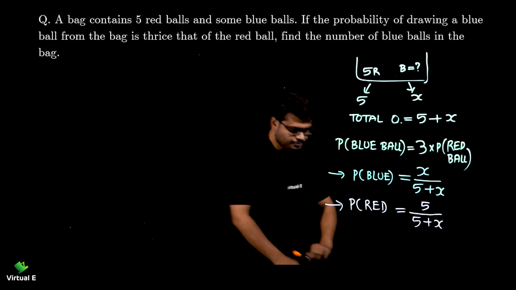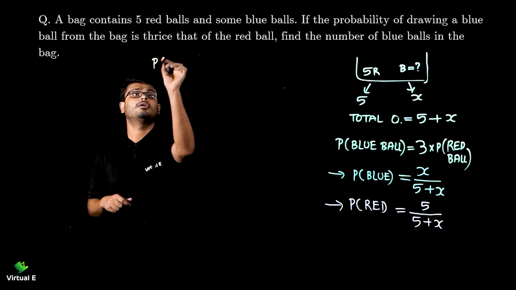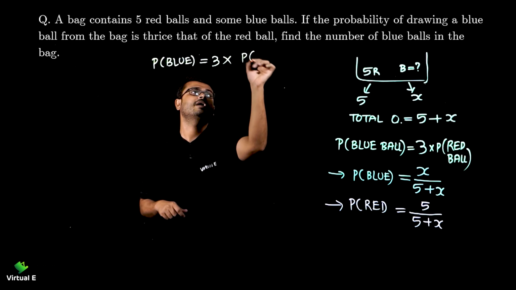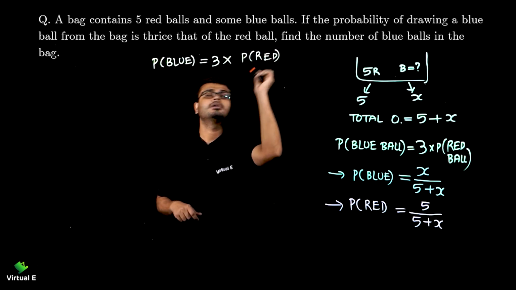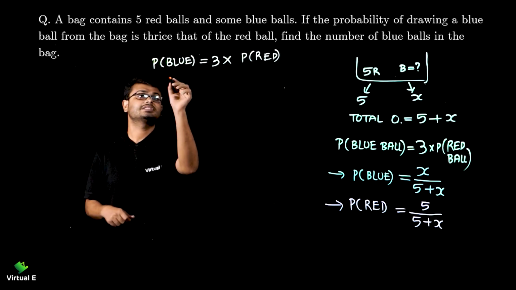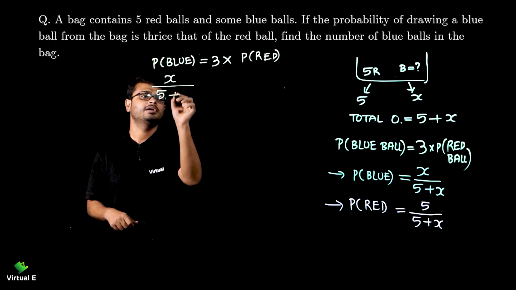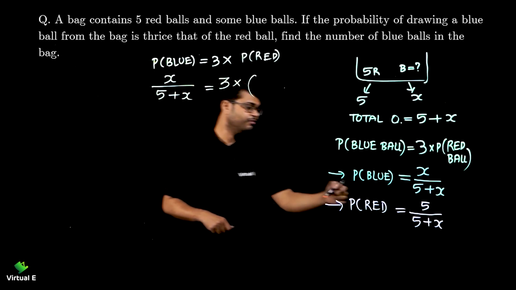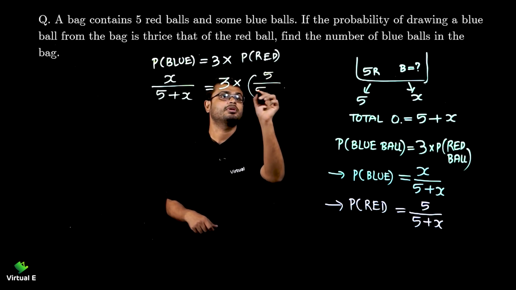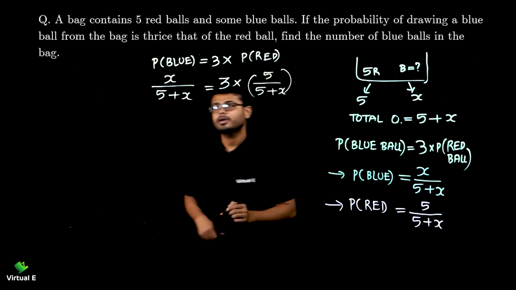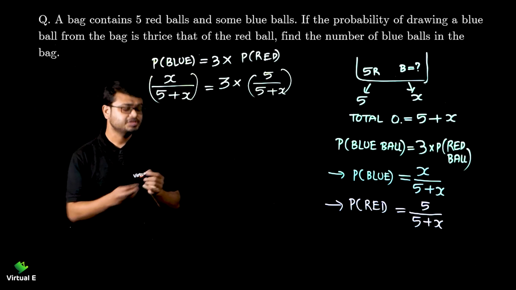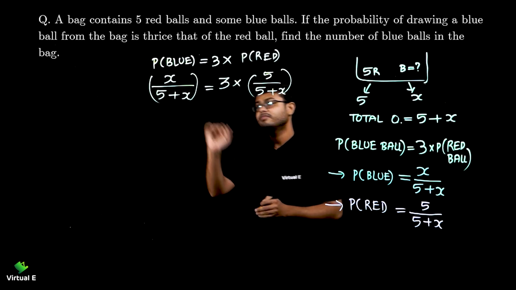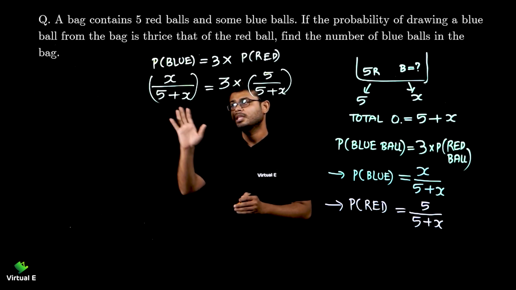Let's start. Probability of blue is equal to 3 times probability of red. So probability of blue is X over 5 plus X, and 3 into probability of red is 3 into 5 upon 5 plus X. This is what we have now. Now this is just a simplification. This is a linear equation in one variable. If you simplify it further, there is one more way.